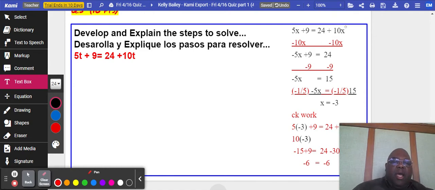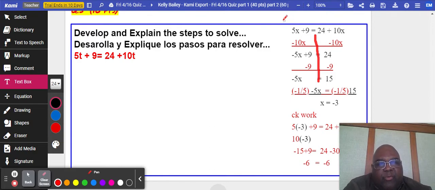First thing I want to do is get all of my numbers and all of my variables on a particular side. We read from left to right, so I want my variables on the left. So I can move 10x over here by doing the opposite of adding. So I'm going to subtract 10x from both sides. It goes away, bring down the 24. 5x minus 10x becomes negative 5x. Bring down the 9.